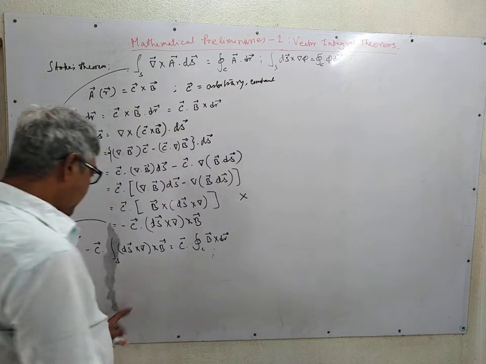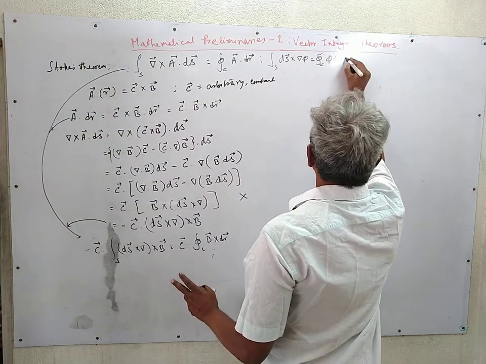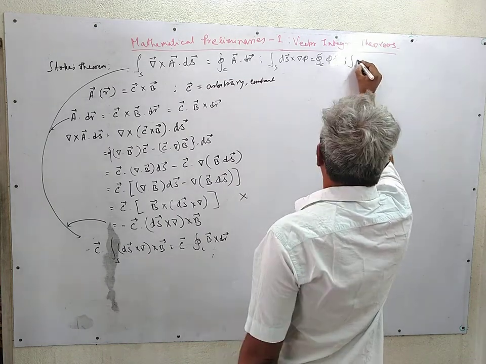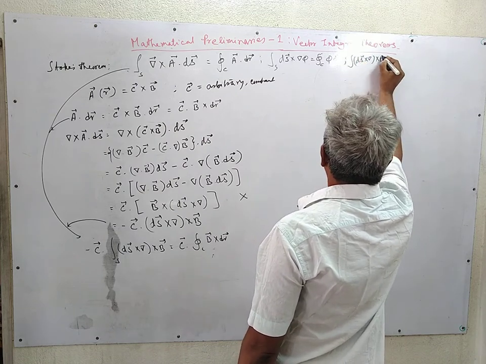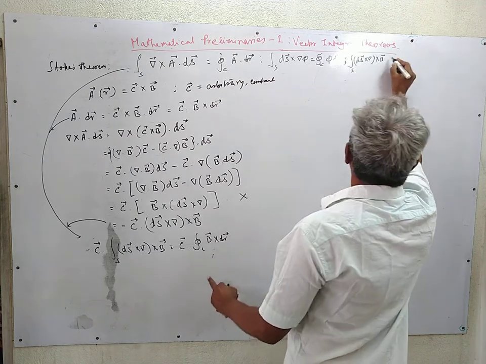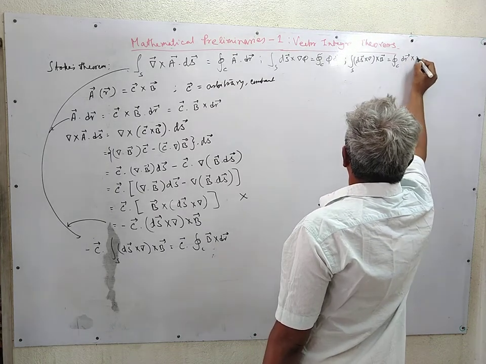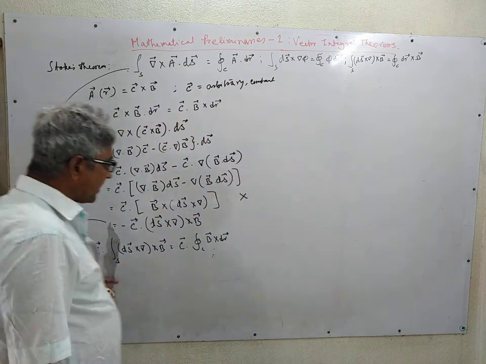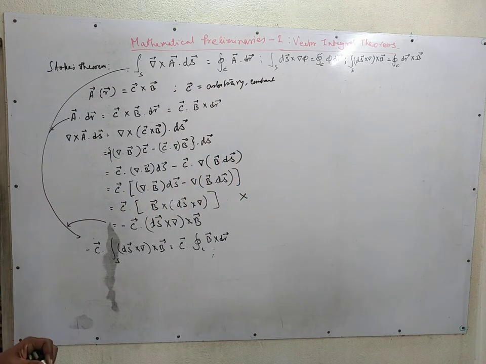Since C is arbitrary, we can write the third alternative form as surface integration ds cross nabla operating on B in curl mode is equal to contour integration dr cross B. This is the second alternative form. In writing the final form, this minus sign has been adjusted by interchanging the order of curl operation. So these are the three alternative forms of Stokes theorem.